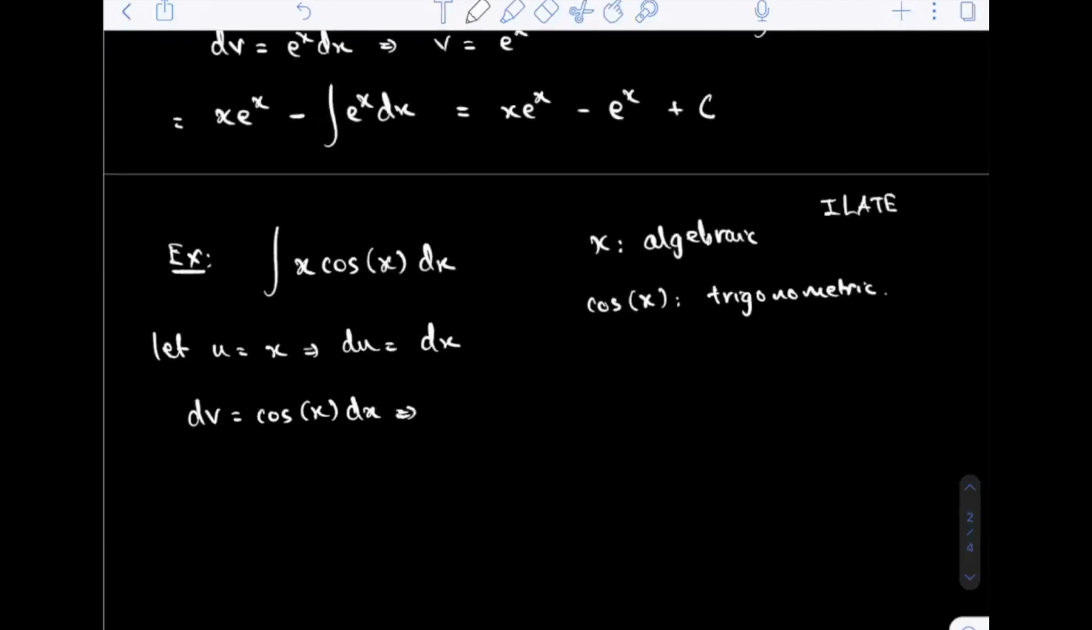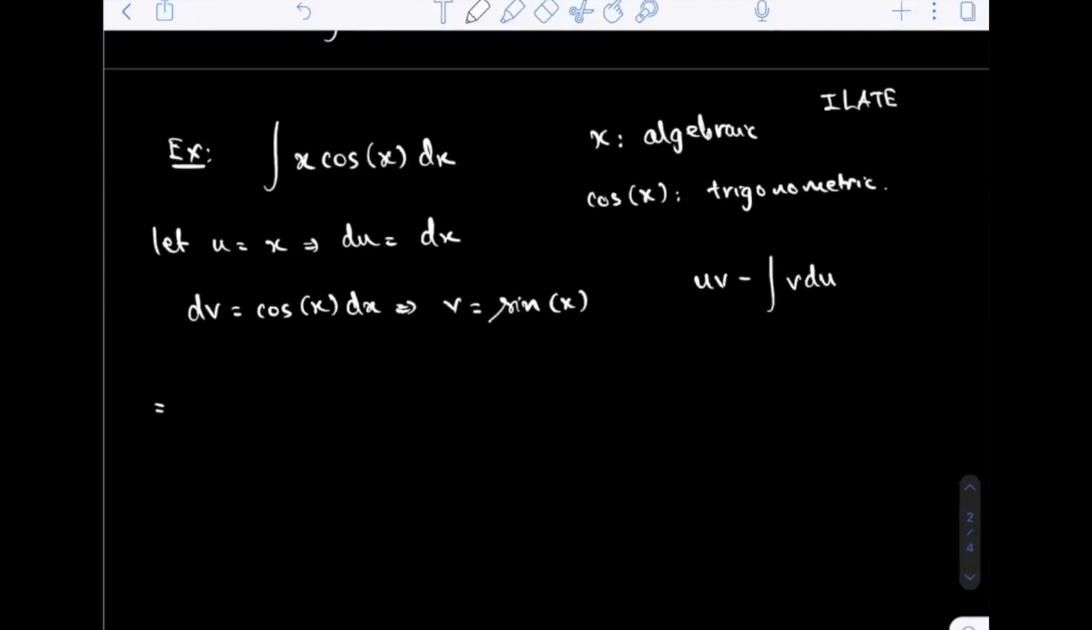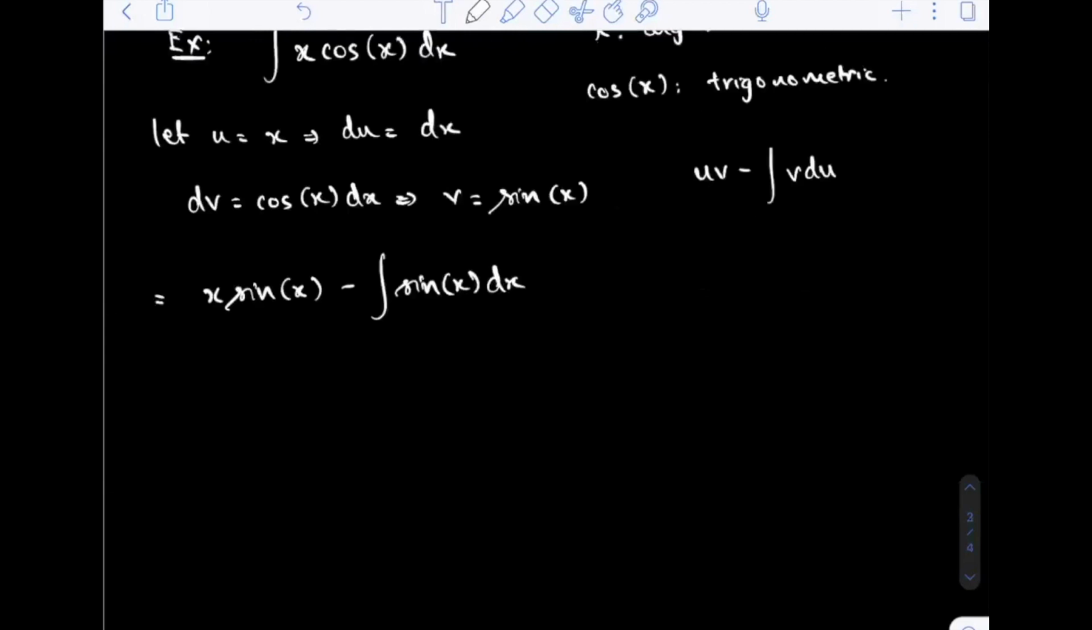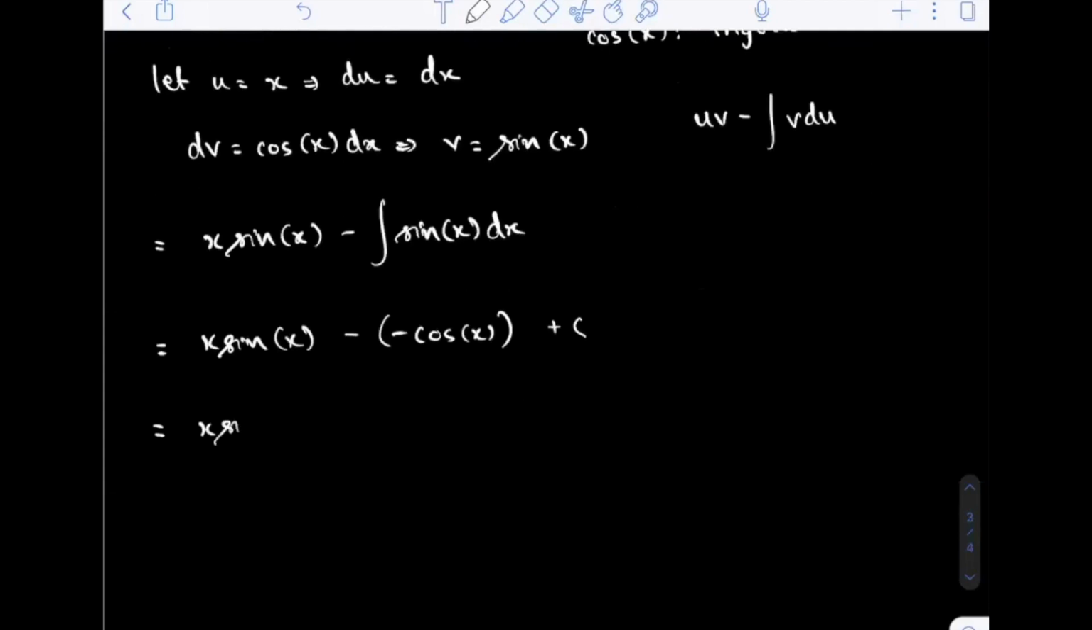For this step, you find the antiderivative. The antiderivative of cosine of x should be sine of x. And you apply the integration by parts formula, u times v minus the integral of v du. So u times v is x times sine of x minus the integral of v du, which is sine of x dx. And the integral of sine of x is negative cosine of x plus a constant c. You simplify this. You have x times sine of x plus cosine of x plus a constant c.